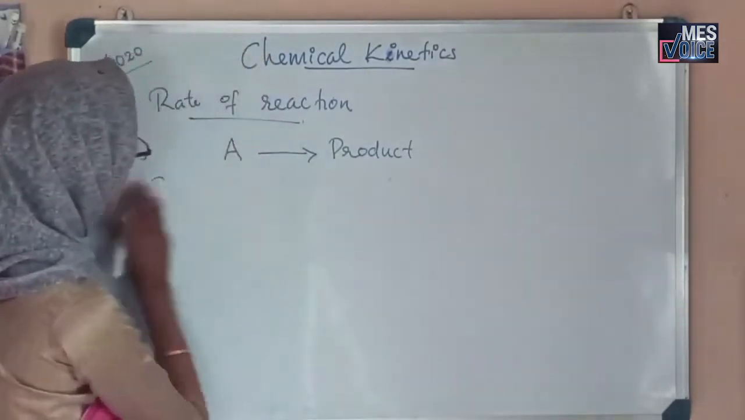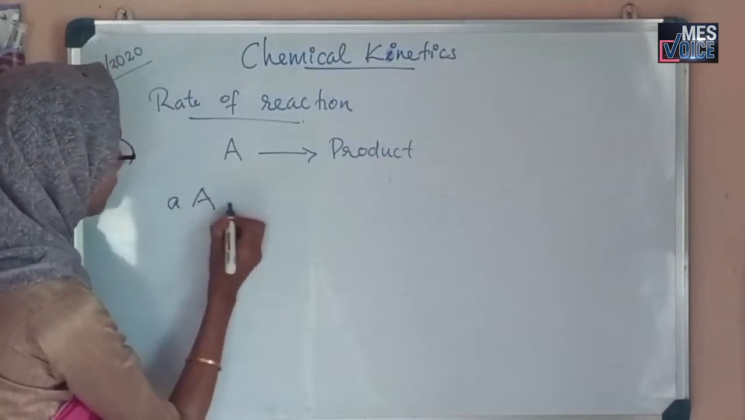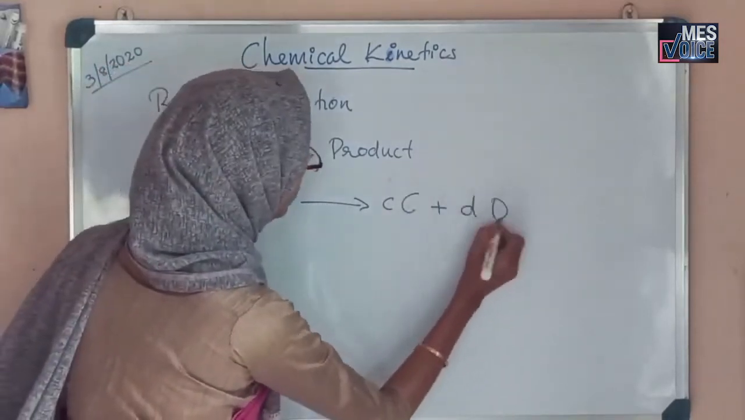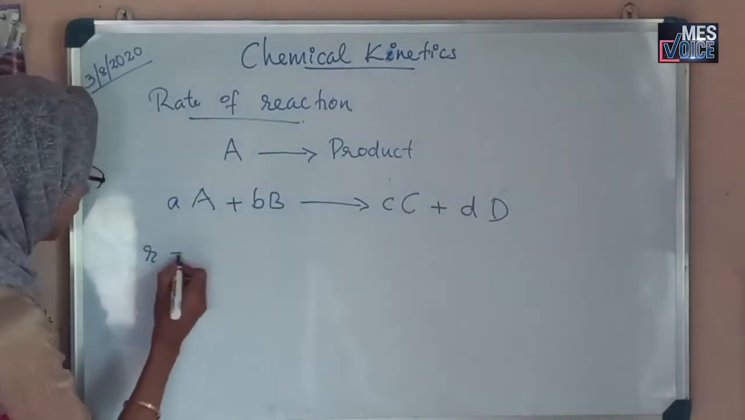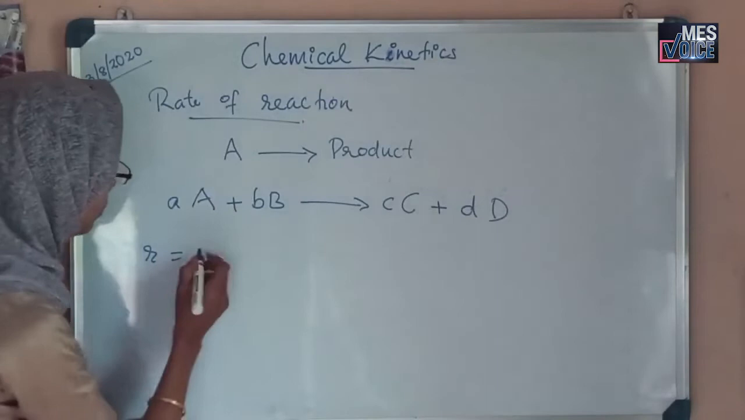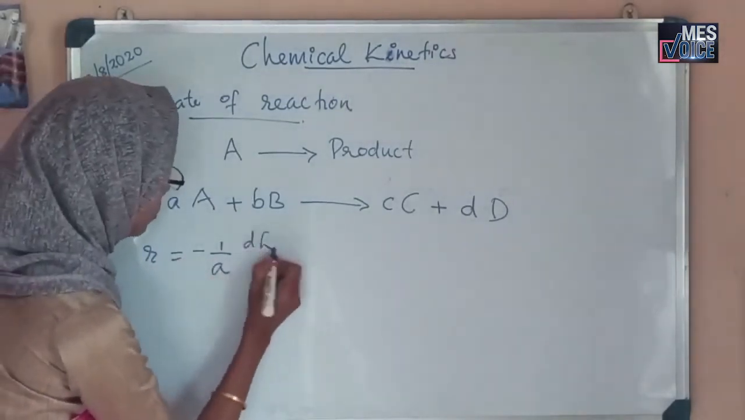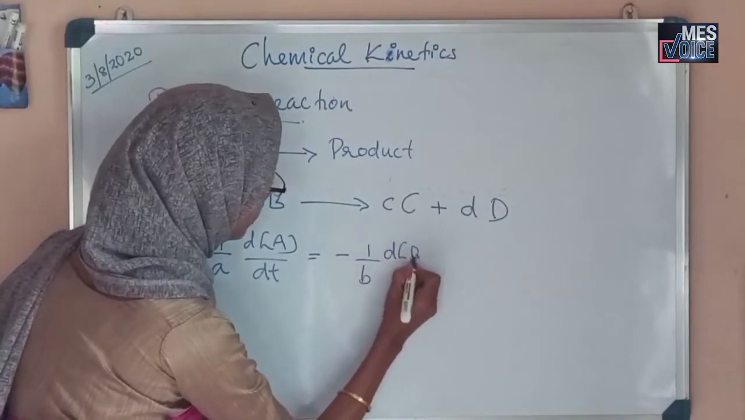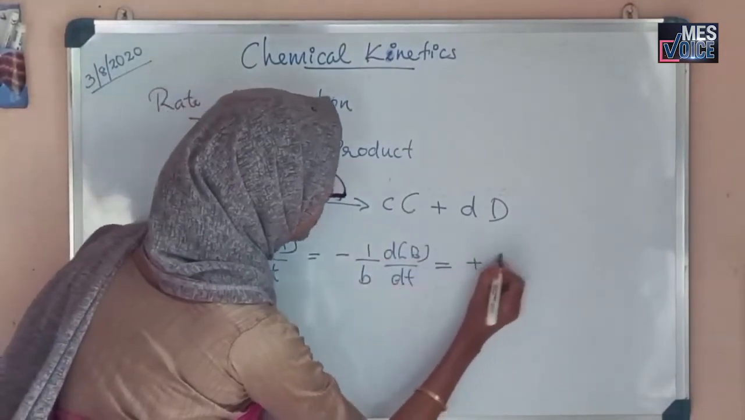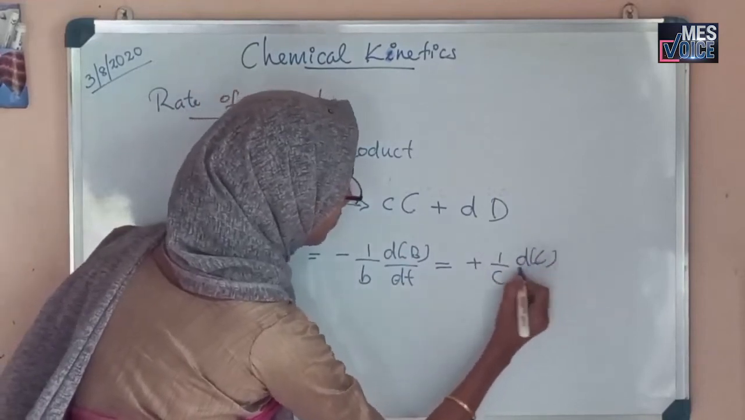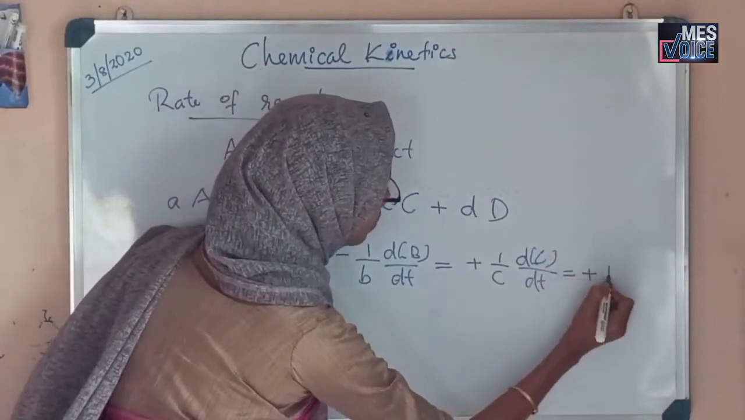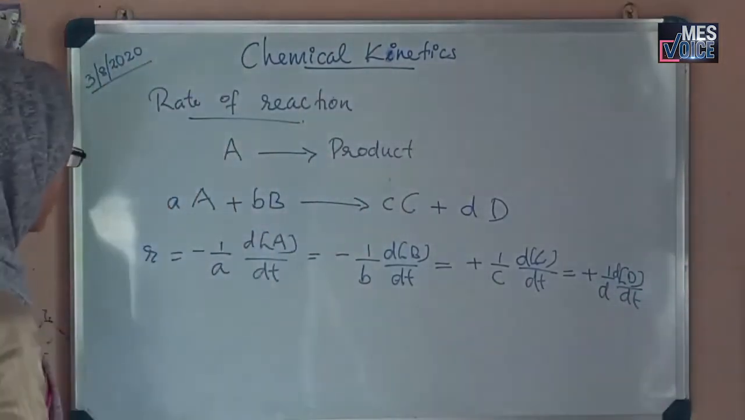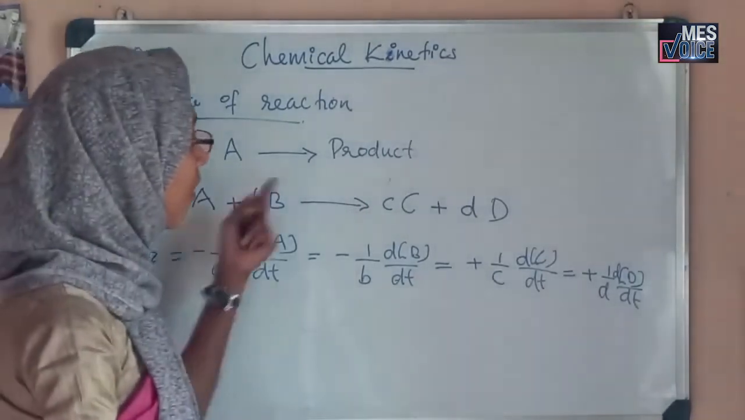Then consider another hypothetical reaction in which a moles of A react with b moles of B, giving c moles of product C and then d moles of another product D. Then according to the rate of the reaction, rate is equal to minus 1 by a into d[A] by dt is equal to minus 1 by b into d[B] by dt is equal to plus 1 by c into d[C] by dt or equal to plus 1 by d into d[D] by dt.